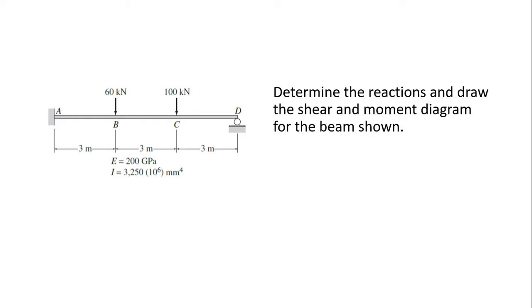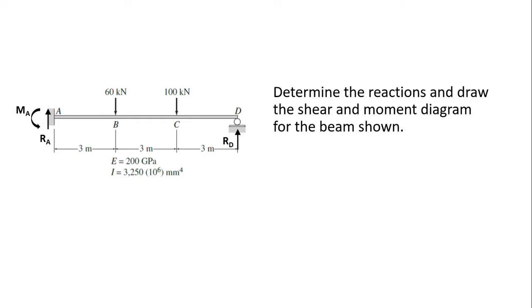Okay. Determine the reactions and draw the shear moment diagram for the beam shown. So this is first degree indeterminate kasi meron tayong reaction sa A, moment sa A, and reaction dun sa roller sa point D. So now, kailangan natin magtanggal ng isang reaction so that magiging stable pa rin yung ating beam. Statically determinate at the same time stable.